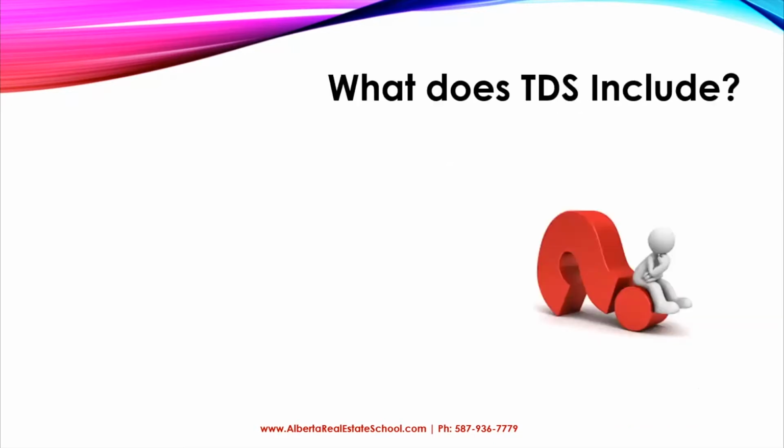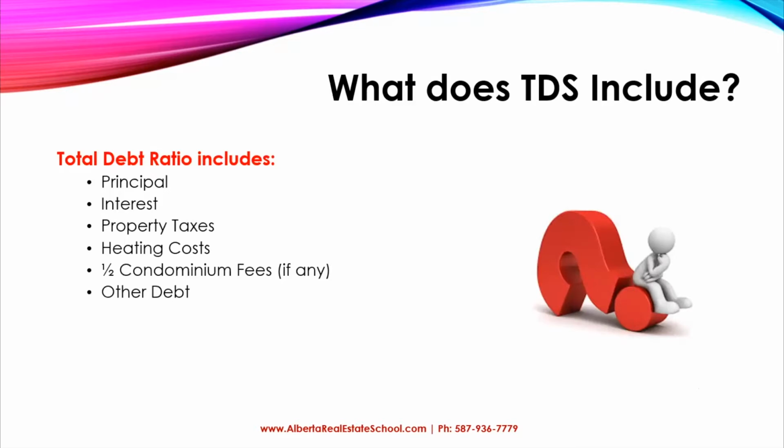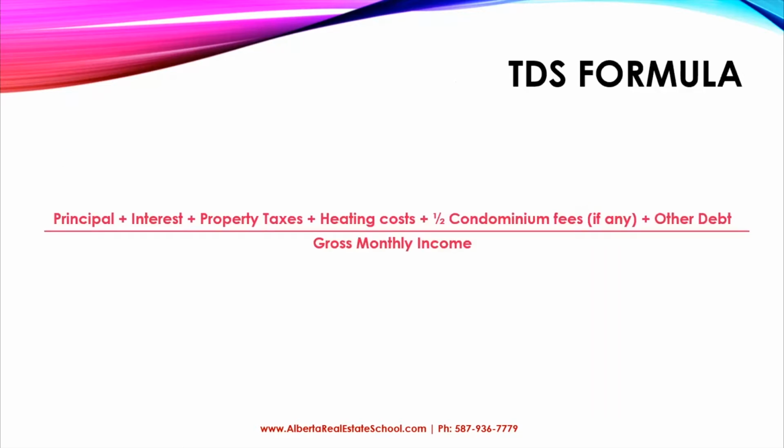So what does the TDS include? The total debt service ratio will include principal, interest, property taxes, heating costs, as well as half of the condo fees if it's a condominium property, and other debt that the person may have. The formula for TDS will be principal plus interest plus property taxes plus heating cost, half of the condo fees if applicable, plus any other debt payments that they have, divided by the gross monthly income. So basically it's the GDS formula plus any additional debt, and then we are taking that over the gross monthly income.